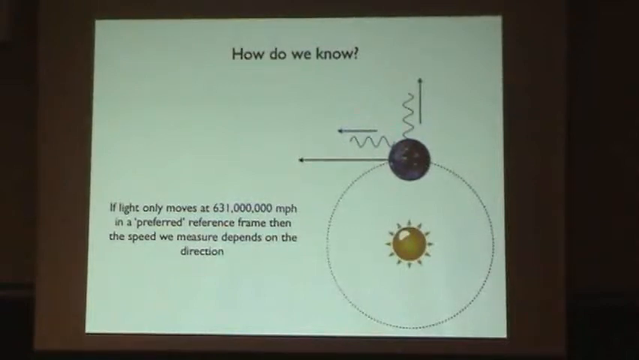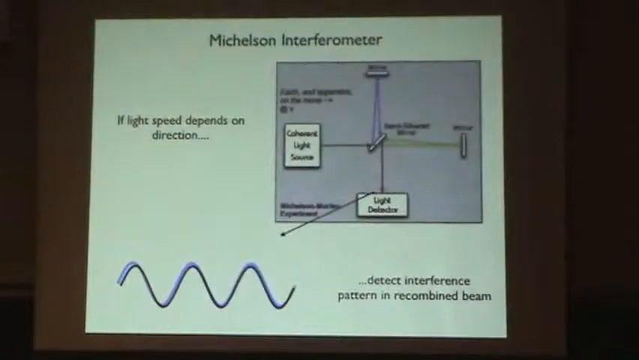So you can take the question of, does everybody measure the same speed of light, and replace it with the question of, do we measure the speed of light to be the same in all directions? Not quite the same, but pretty close. And you can ask, how do we test this?